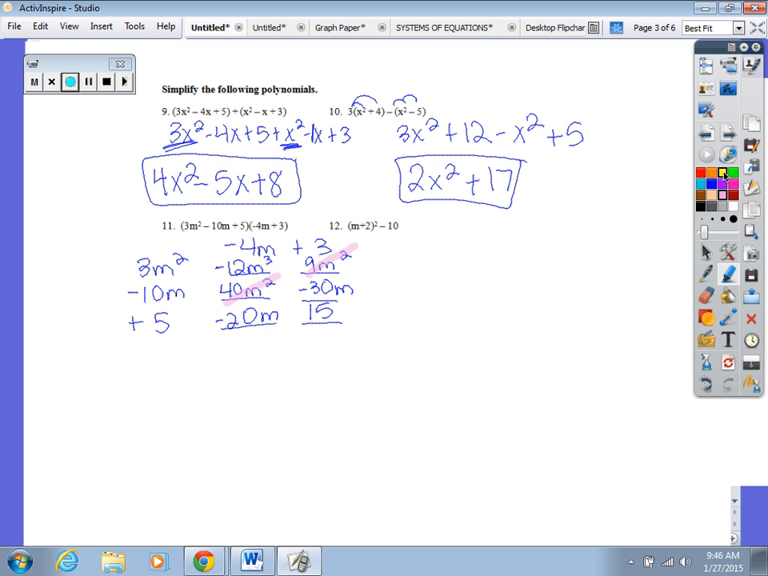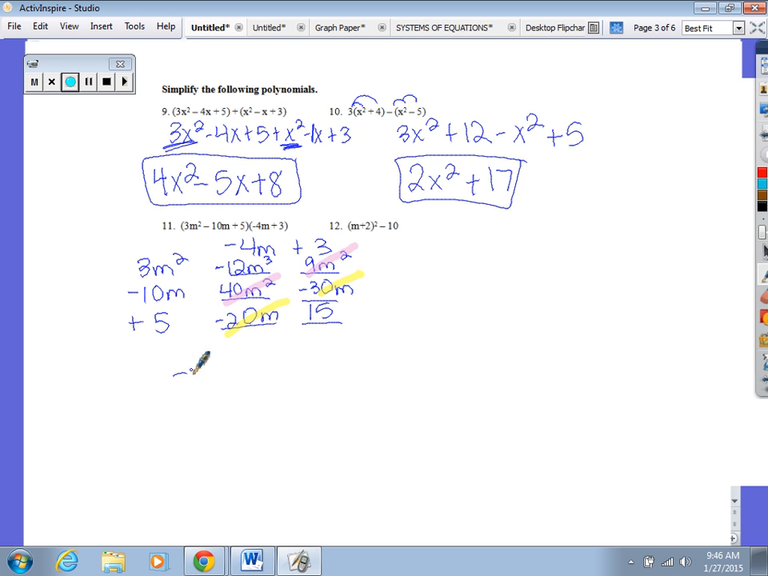Yeah, normally the like terms are in the diagonal, which is kind of cool. But do you have to use a chart? No, you could have done just your little symbols if you wanted. Anyways, when you combine like terms, you're going to get positive 49m squared minus 50m plus 15. You're combining like terms. This is just review.